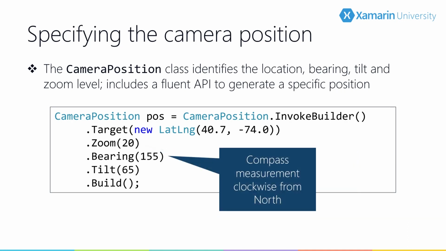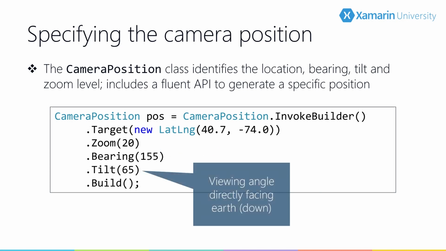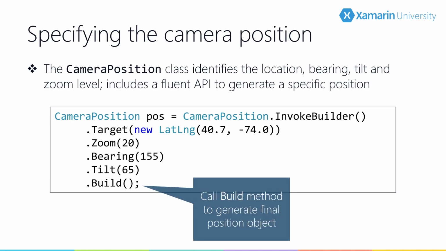You can adjust the compass bearing through the bearing method, which is specified in degrees clockwise from north, and the viewing angle using the tilt method. This is the angle in degrees where 0 is directly facing the Earth. Now once you've set all the values, you must call the build method to generate the read-only camera position object. We can then use this object to change the map position.